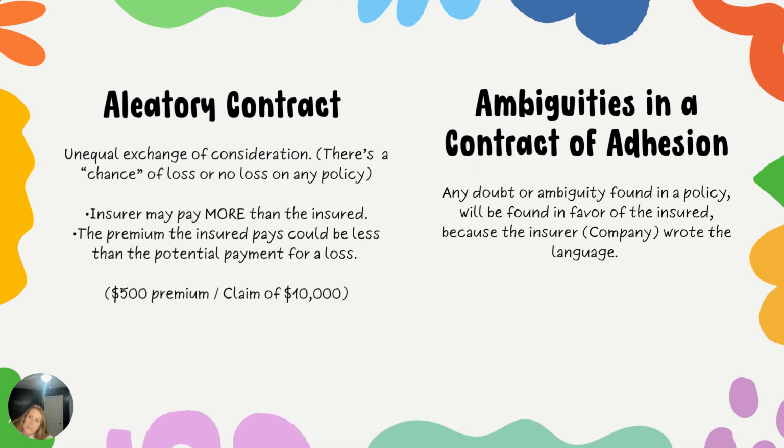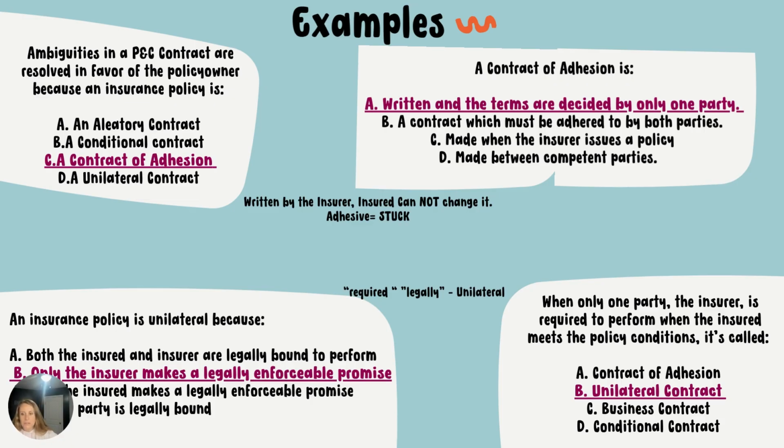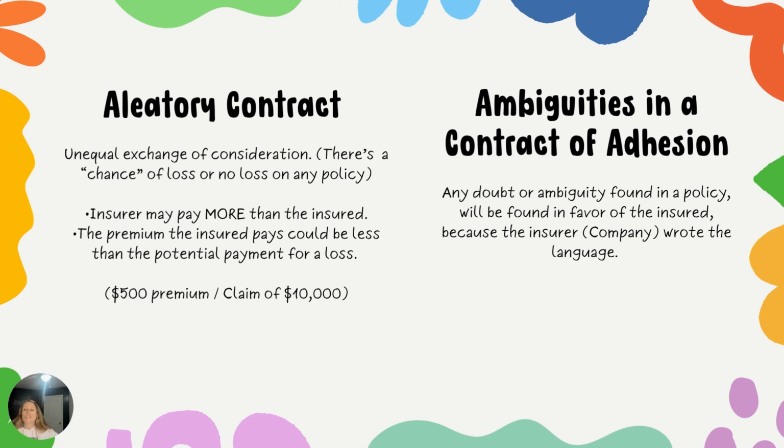And then we have ambiguities in a contract of adhesion. We got a little bit of a preview in this example question here, but let's look at it more in depth. Ambiguities in a contract of adhesion says that any doubt or ambiguity found in a policy will be found in favor of the insured because the insurer, the company, wrote the language. So as you can tell, this ties into that contract of adhesion, right? So what it's saying is that any ambiguities, if anything goes to court, it's always going to go in favor of the insured because the insurance company wrote that contract, right?